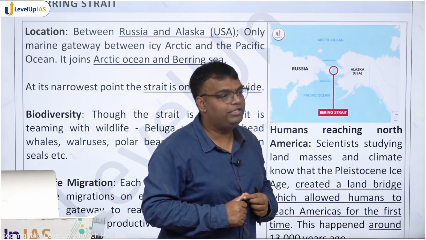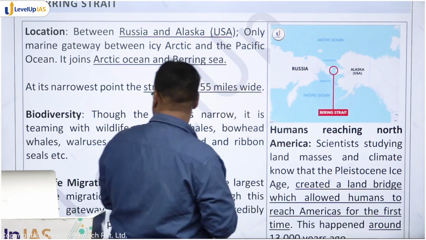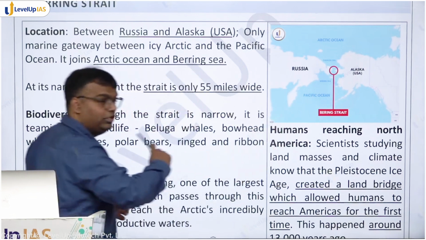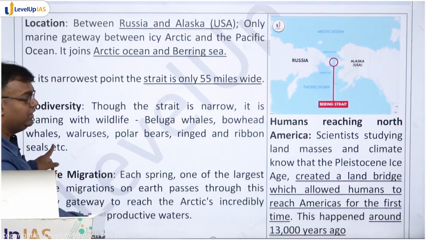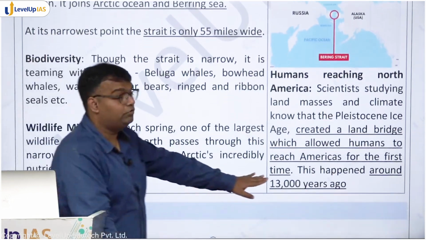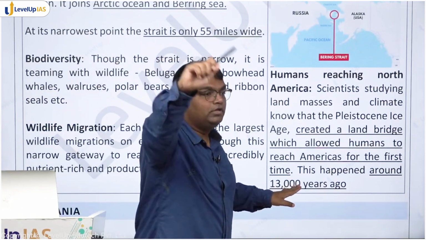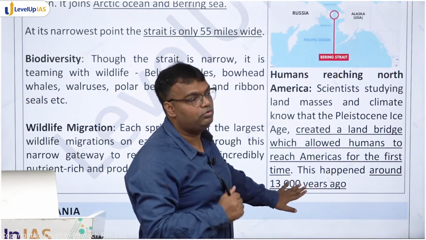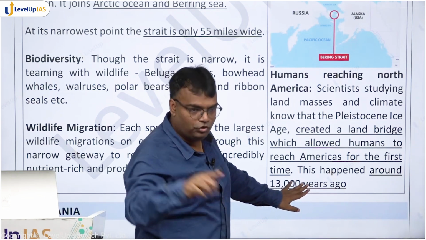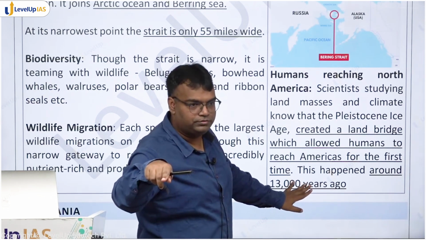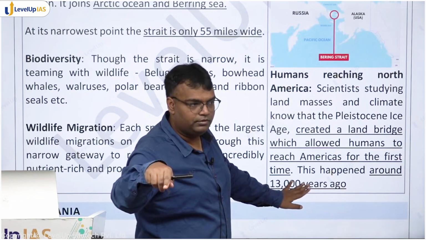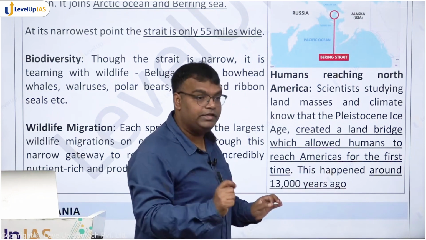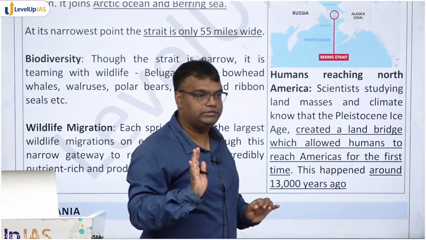And how did they go? They go through this route. They pass through this route. So this is also important for wildlife migration and biodiversity. Humans reached Australia around 50,000 years ago. Humans reached the Americas only around 13,000 years ago, before Europeans found a different route. So the Bering Strait is crucial for all these reasons.